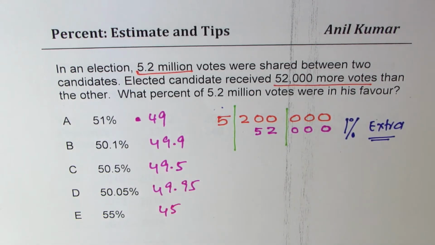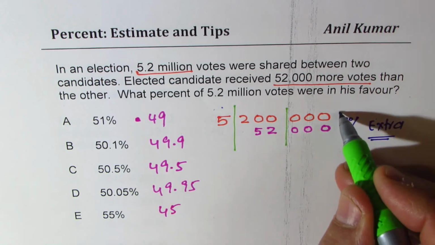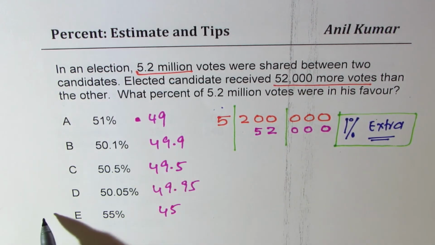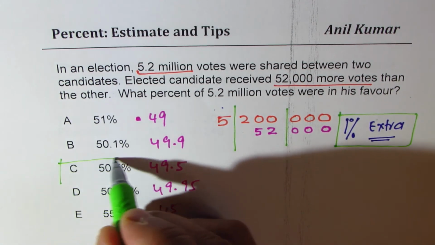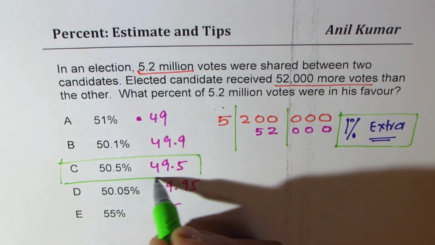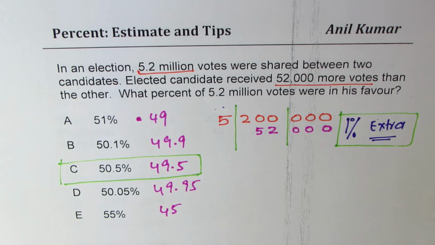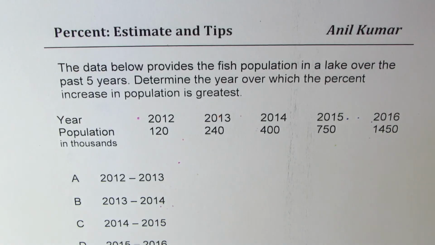Now here, what is the number which gives you 1% extra? Only 1% extra, right? So here you see 1% extra. 50.5 and 49.5 gives you 1% extra. So that is how you could see this question and answer it quickly. If you have a similar question in the test, this is the best method to adopt.